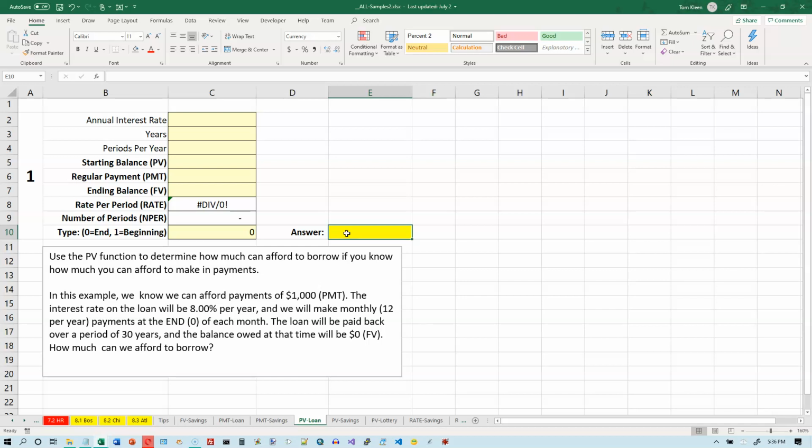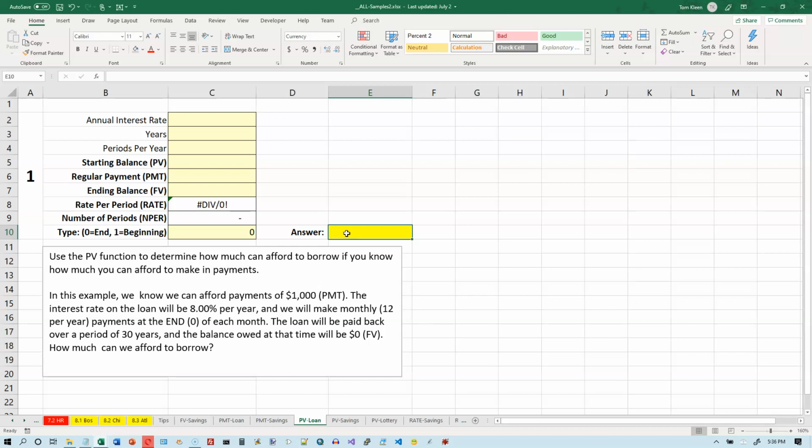So here's the sample problem. We know we can afford payments of $1,000 every month. The interest rate on the loan will be 8% a year, and we will make 12 monthly payments at the end of each month. The loan will be paid back over a period of 30 years, and the balance owed at that time will be zero. How much can we afford to borrow? So you might use this if you're looking for a house, and you know how much you can afford to pay each month, but you don't really know what that'll buy you in terms of a house. This will give you the answer to that.